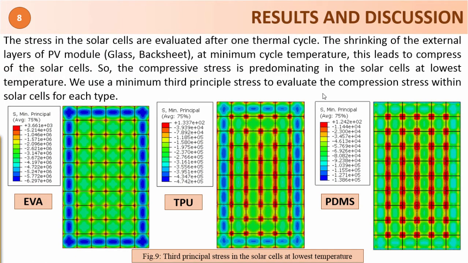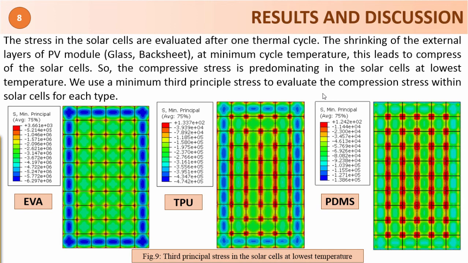Results and discussion. The stresses in the solar cell are evaluated after one thermal cycle. The external rails of the PV module, glass, and backsheet shrink at the minimum cycle temperature. This leads to compression of the solar cells. So the compressive stress is predominant in the solar cells at the lowest temperature.